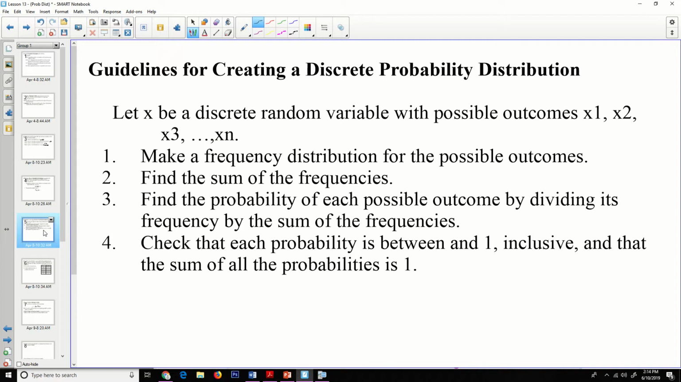All right, so here's our guidelines. Let x be a random variable with possible outcomes x1, x2, x3, and so forth, up to xn. Make a frequency distribution for all the possible outcomes. Find the sum of the frequencies. Then we're going to find the probability of each possible outcome by dividing its frequency by the sum of the frequencies. And then we're going to check that each probability is between 0 and 1 inclusive, and that the sum of all the probabilities is 1.